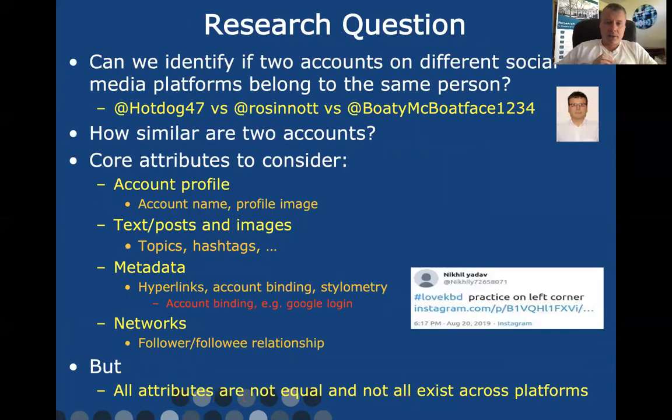So that's kind of the general idea of what we've looked at. So could we identify if two accounts on different social media platforms belong to the same person? So, I mean, for some, it's obvious. If I was using my Twitter, I'm R.O. Sinnott. Okay, you know this. For others, it might be someone's called Hotdog47 or Boaty Mac Boatface, but that could all be the same person.